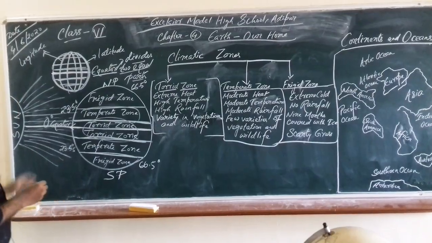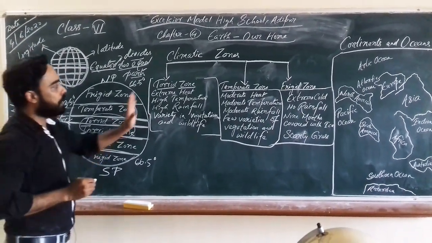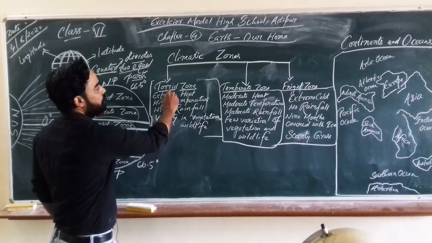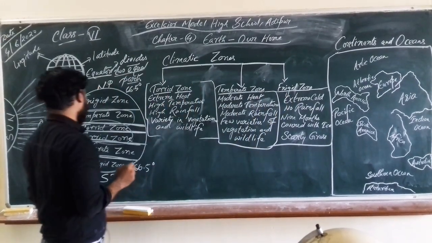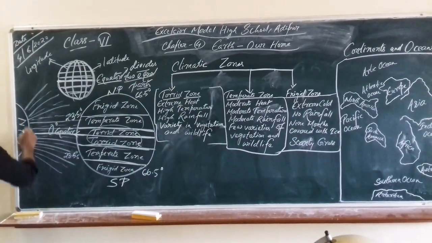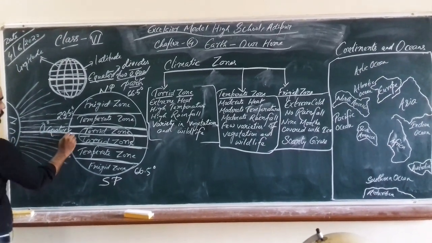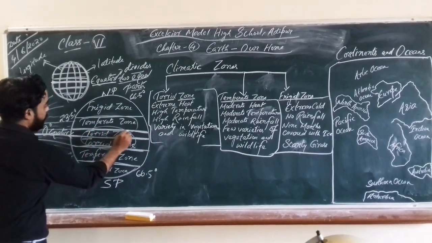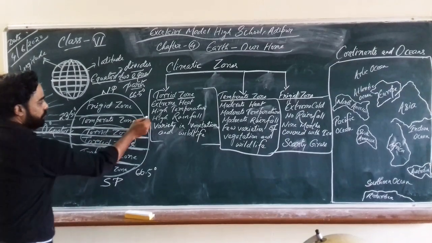Now, according to the heat received by the earth, there are three different climatic zones. These are torrid zone, temperate zone and frigid zone. As we can see here, when the heat of the sun is received directly at the equator, this area receives the maximum amount of sun rays, and this is called the torrid zone.